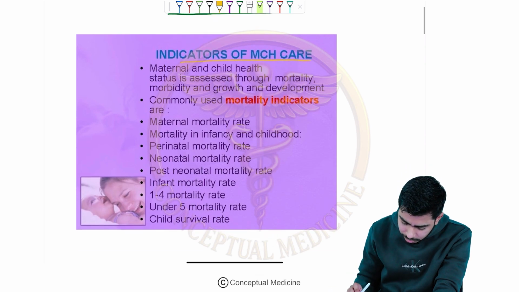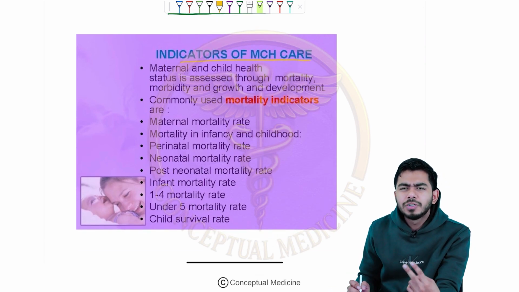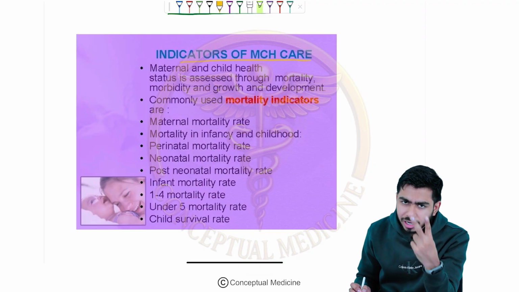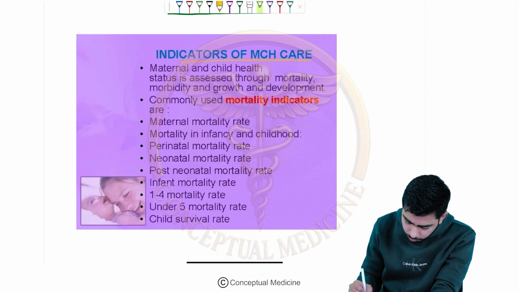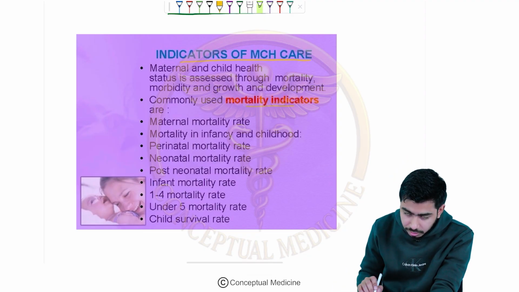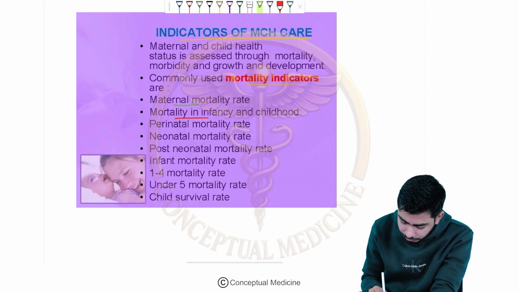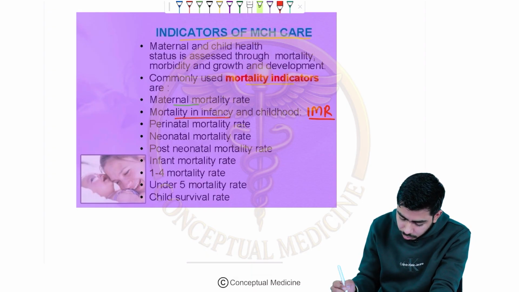So MCH indicators, guys, here we are having some MCH indicators. There are two kinds of indicators we are using over here: maternal and child health care. It means the maternal indicator and the child health indicators, right? So over here we can see some of the indicators. For example, commonly used mortality indicators are given below. We can see the maternal mortality rate, then mortality in the infant, the infant mortality rate, IMR.